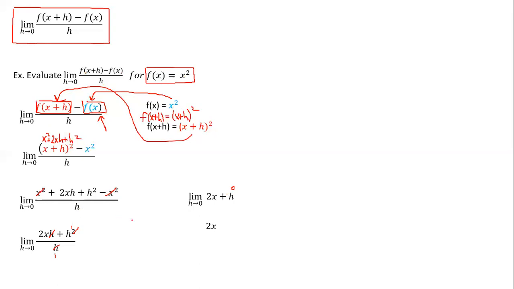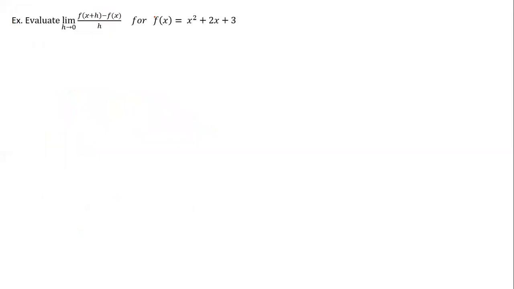Let's try another one. We'll evaluate the limit for f of x equals x squared plus 2x plus 3. So there's our limit. We'll look at the two parts separately. Again, to calculate f of x plus h, what you're doing is replacing all your x's with x plus h. So we have an x here. I'm going to replace that with x plus h. We have an x here. I'm going to replace that with x plus h. Whoops. So there's our f of x plus h.